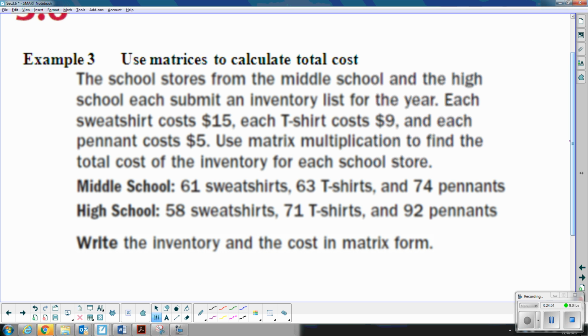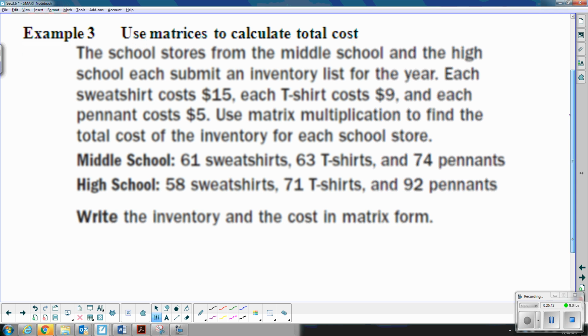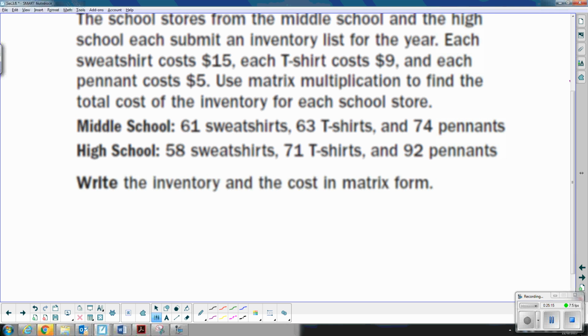So the school stores from the middle school and the high school each submitted an inventory list of the year: sweatshirts, t-shirts, sweatshirt cost, t-shirt cost, and pennant cost. Use matrix multiplication to find the total cost of the inventory for each school store. So we've got inventory here, and we want to know how much middle school has and how much high school has in dollars. We have their inventory, and we have how much each piece of inventory costs, so we need to set it up into two matrices that we can multiply.